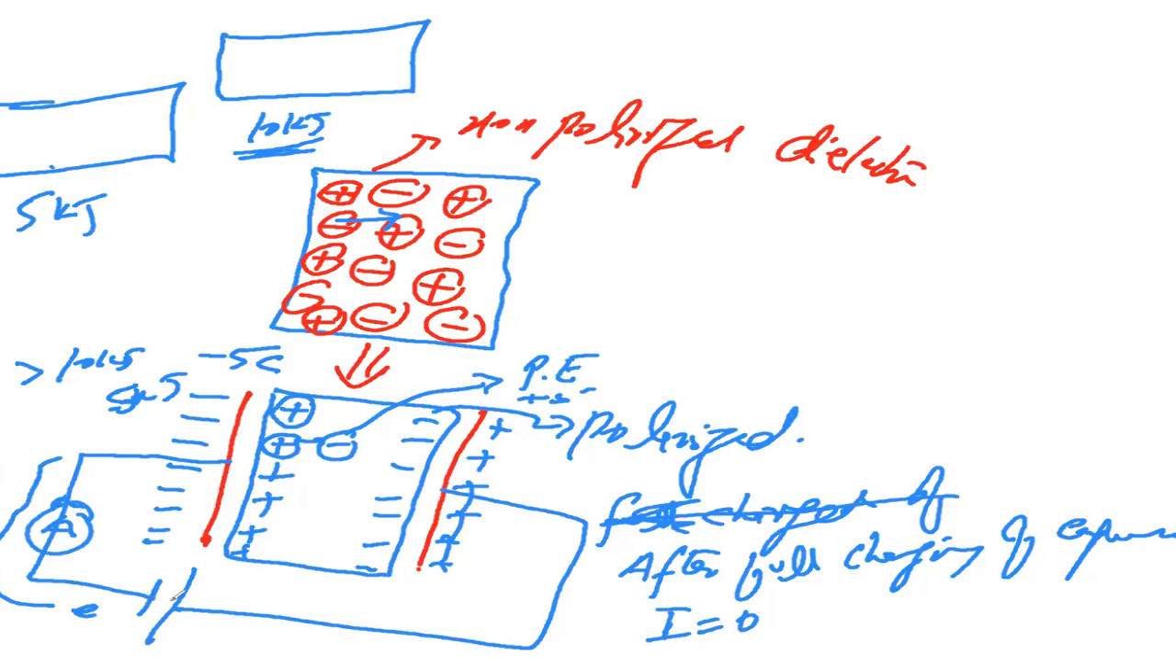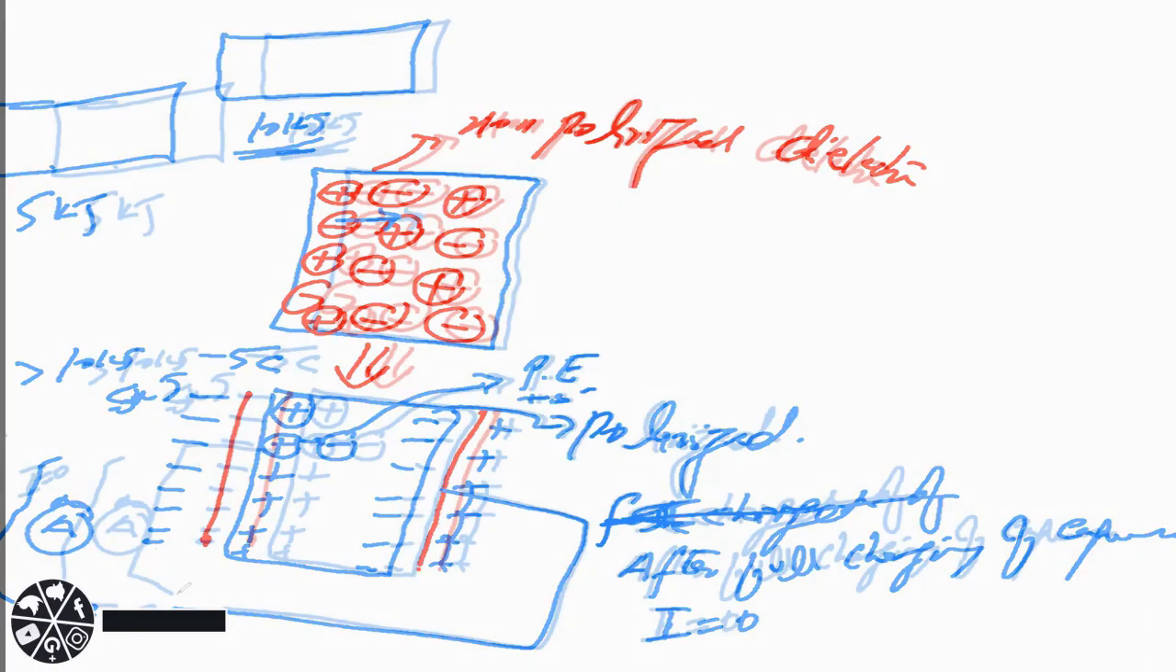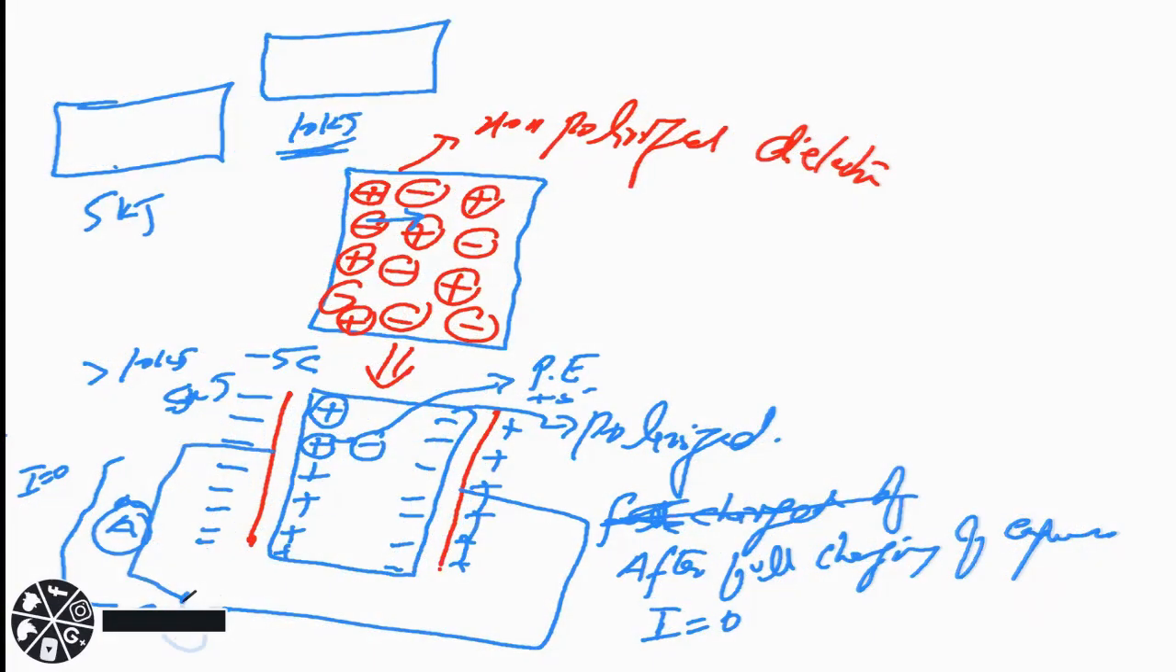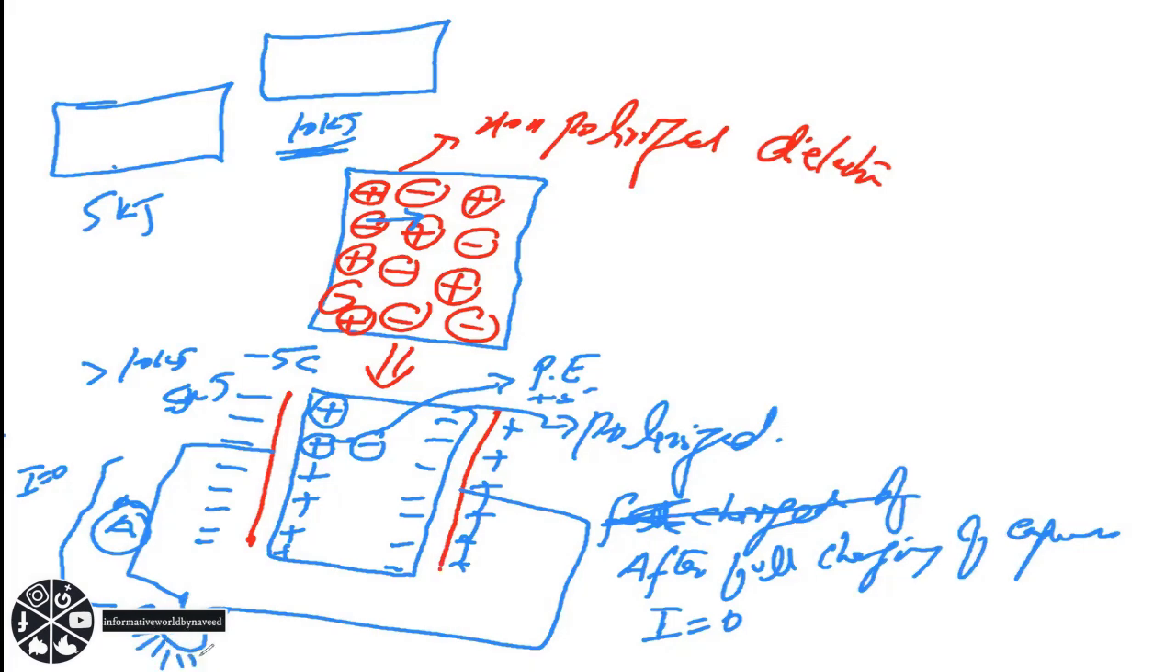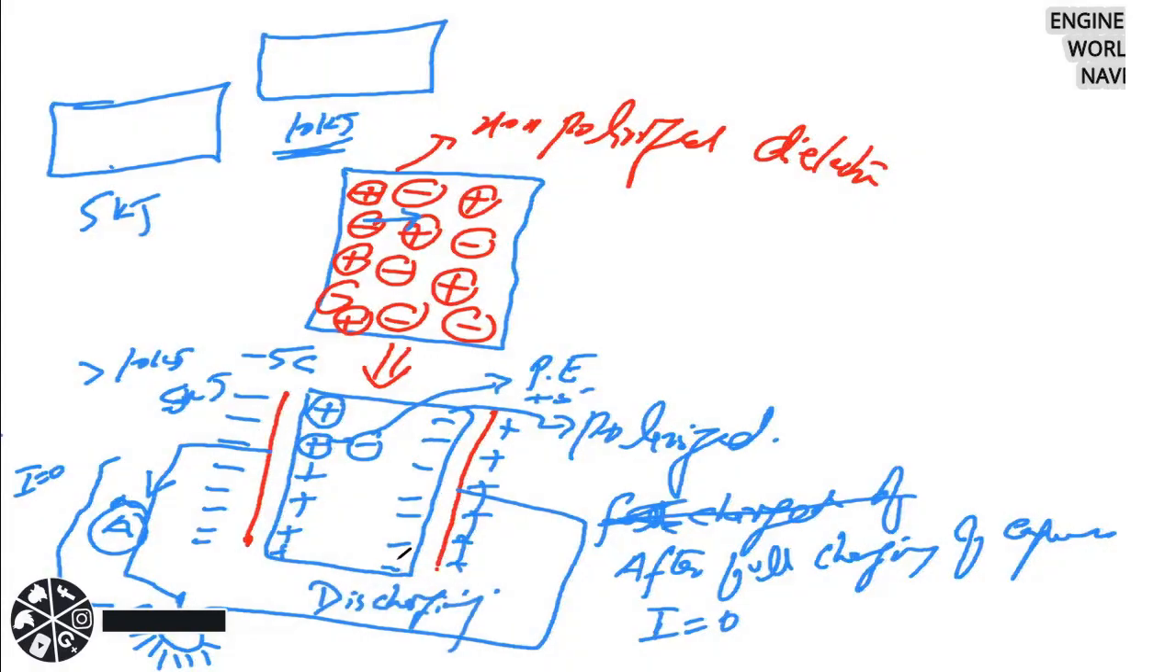But if you remove this voltage source and you connect, let's say, a bulb, this bulb will give you light. So now this bulb is taking energy from the capacitor. This dielectric will give energy to this electron, and this electron will come over here and deliver that energy over here. So now current will flow like this, and you can say that my capacitor is discharging. So that is the discharging.